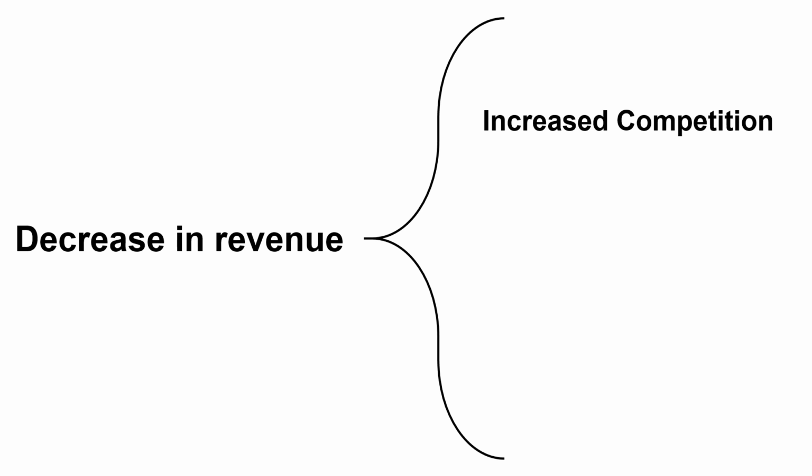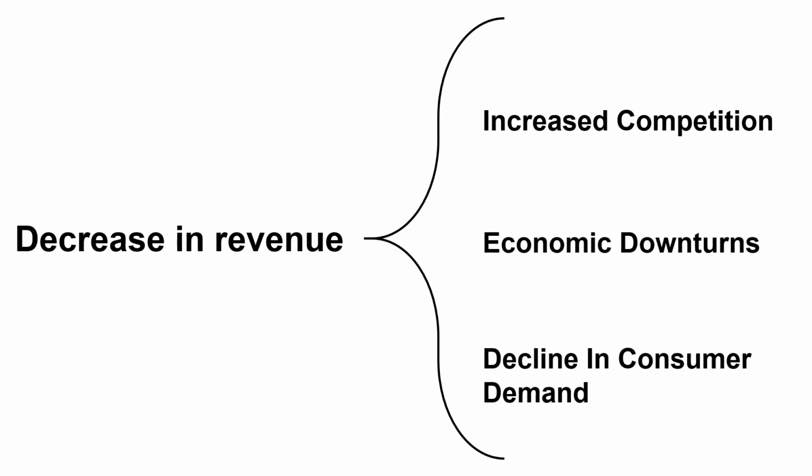Decrease in revenue. If a company's revenue decreases while its operating expenses remain the same or increase, its operating profit margin will decrease. This could be due to a variety of factors, such as increased competition, economic downturns, or a decline in consumer demand for the company's products or services.